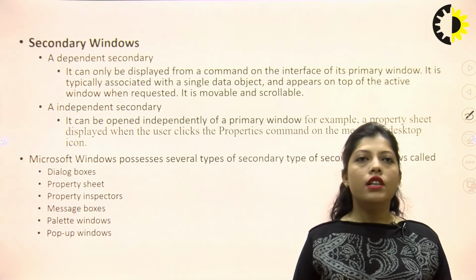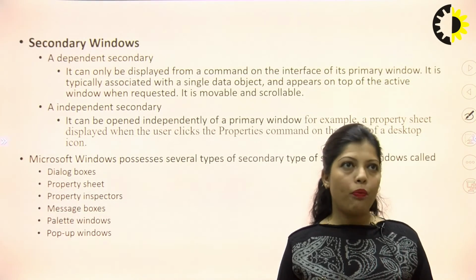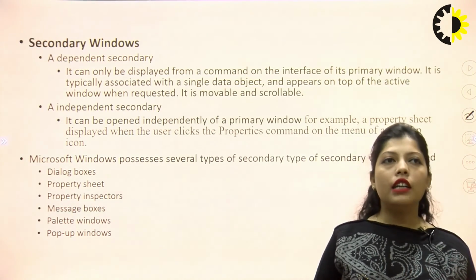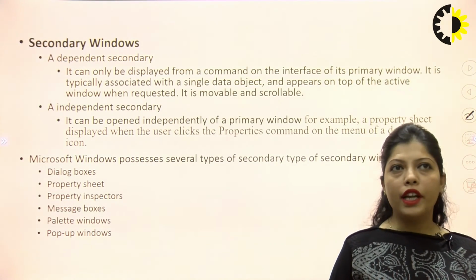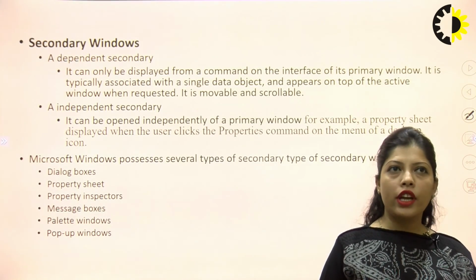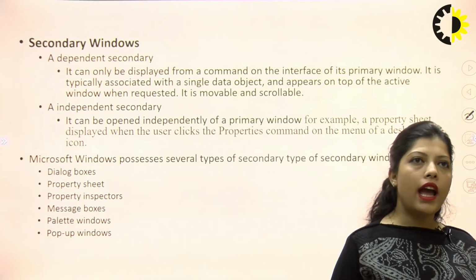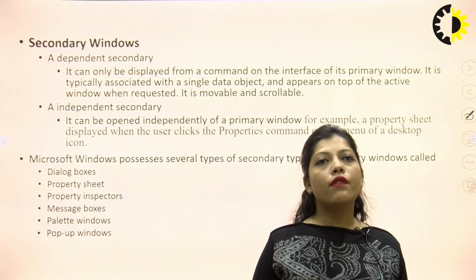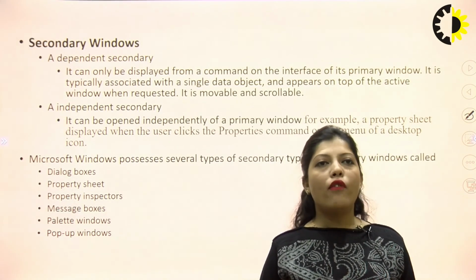Next is the secondary window. A secondary window is a dependent window, because it is dependent on the primary window. There are two possibilities available: dependent secondary and independent secondary. A dependent secondary can only be displayed from a command on the interface of its primary window. It is typically associated with a single data object and appears on top of the active window when requested, and it is movable or scrollable. Next, the independent secondary can be opened independently of a primary window.